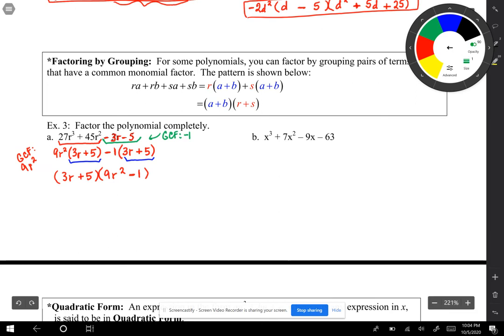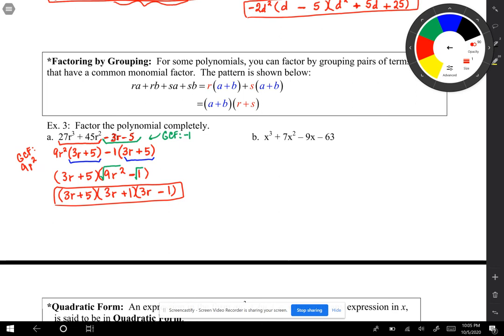But this can still factor more. This is a difference of squares. And so this does not factor, so we're just going to write it out. The difference of squares factors into two parentheses, where one's positive and the other's negative. So the square root of 9r squared is 3r, and the square root of 1 is 1. And you put 3r here, put -1 there. And there, that's factored completely because it's all linear.